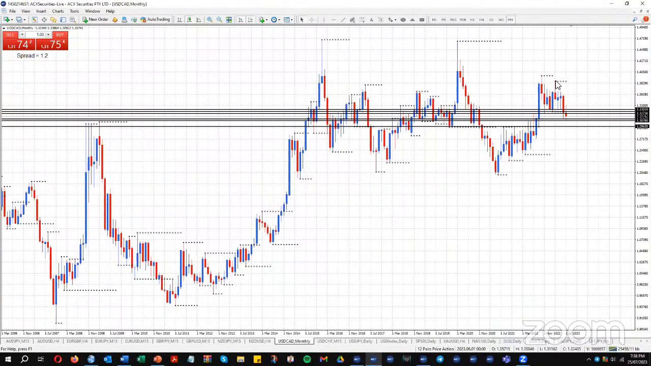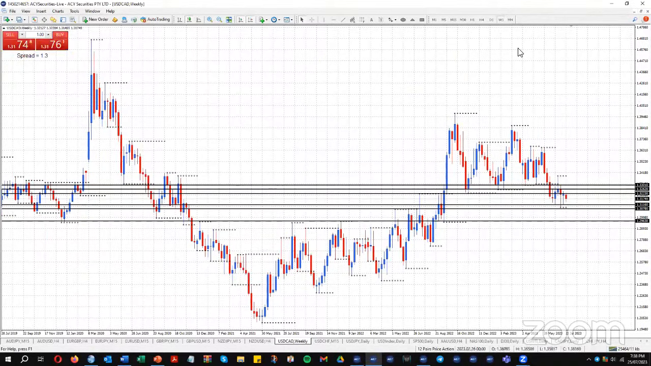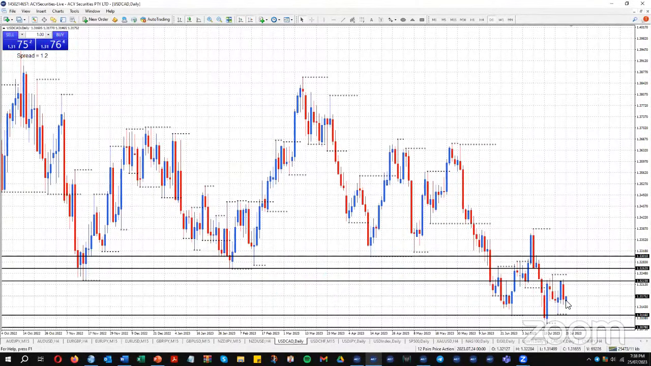The monthly trend is lower top, lower bottom. It's holding below monthly support. Monthly support is at 132.62. And we have a lower top, lower bottom quite clearly on the weekly here. High time frame trends are down, but of course here on the daily, it's in a little bit of consolidation.